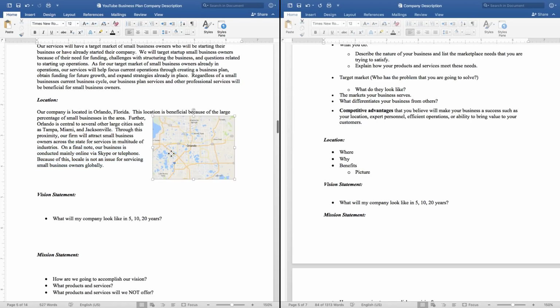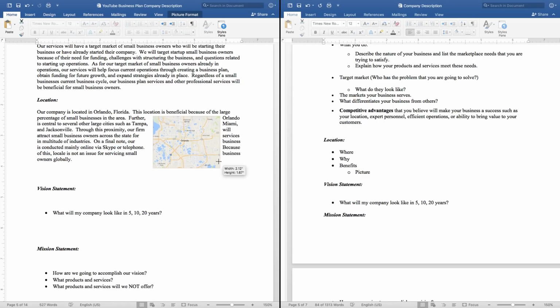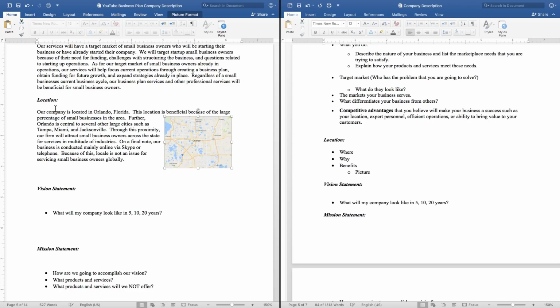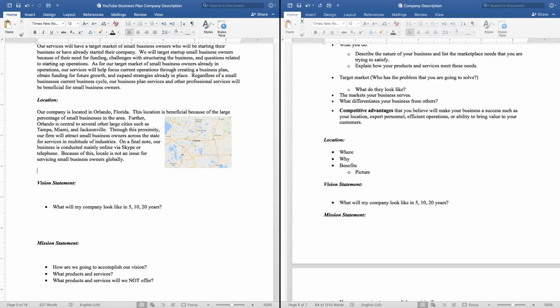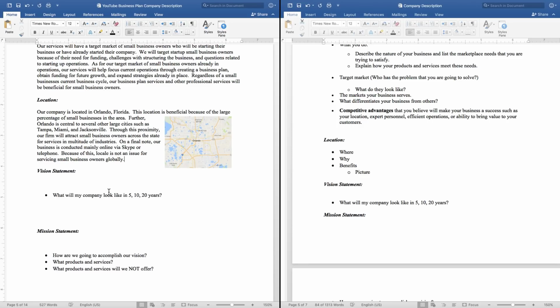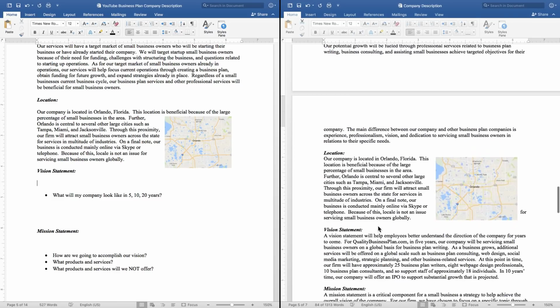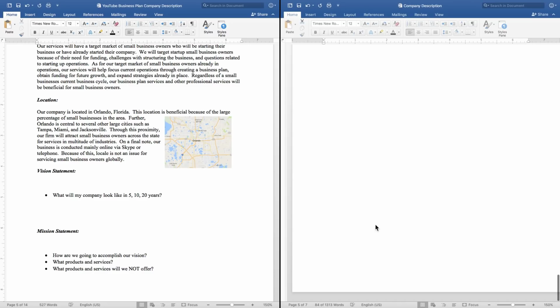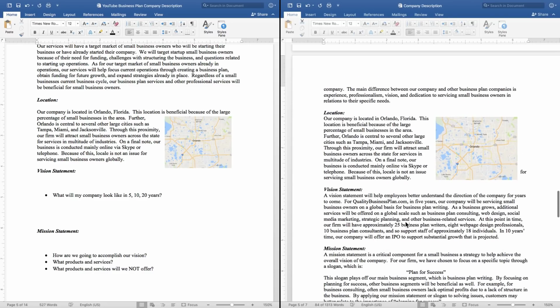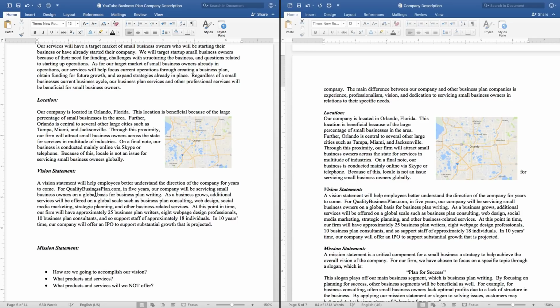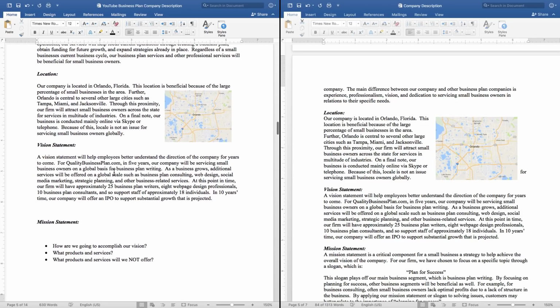All right. Now the next thing we're going to do is get into the vision statement. Like I said, the vision statement is what your company is going to look like in 20 years. So let's go down and we're going to find vision statement. So here's a vision statement that I have for my company. I'm going to delete this and insert this. All right, so here's my vision statement.